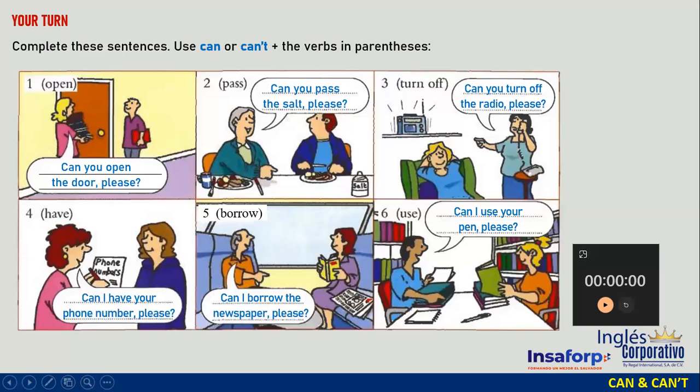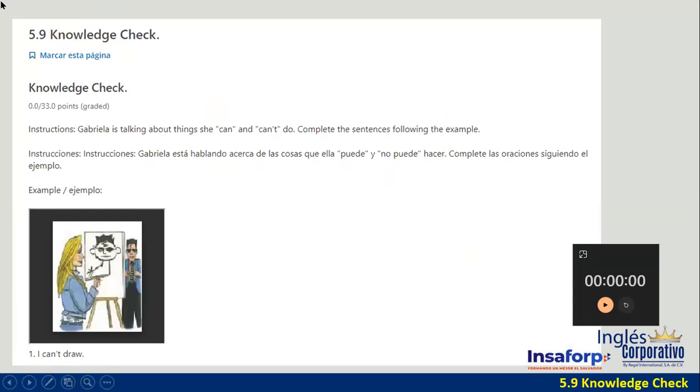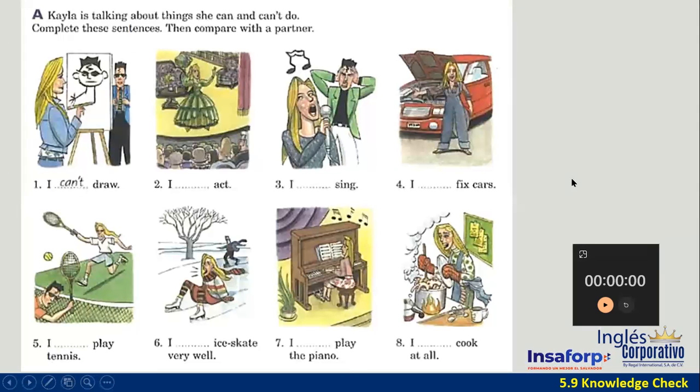Muy bien, excelente, chicas. Good job, okay? Now, luego viene un ejercicio que ya lo hicieron, muy probablemente ustedes dentro de la plataforma. Y pues ahorita vamos ya por el 5.9, okay, which is the knowledge check, okay? Now, in the knowledge check, right, you have the information related to the first topic and you have this exercise, tienen este ejercicio. Okay, so let's go ahead and do it together.